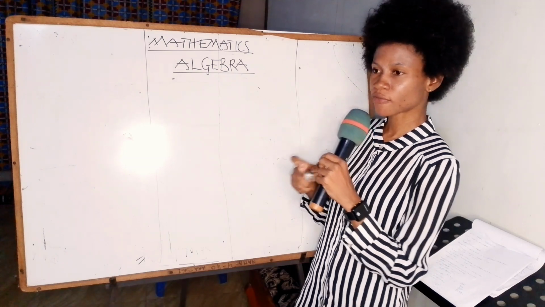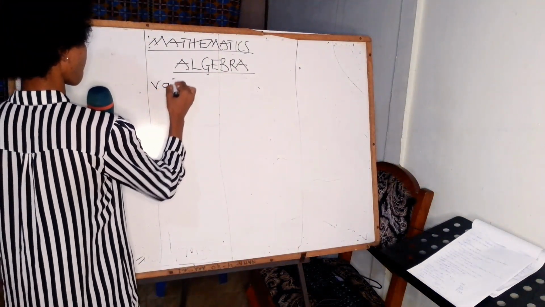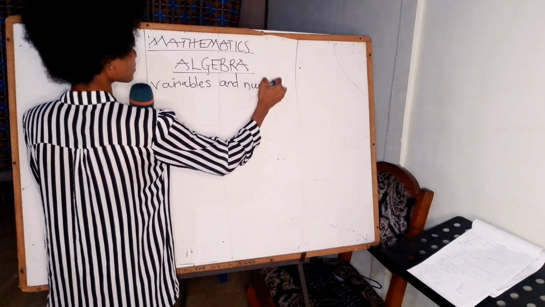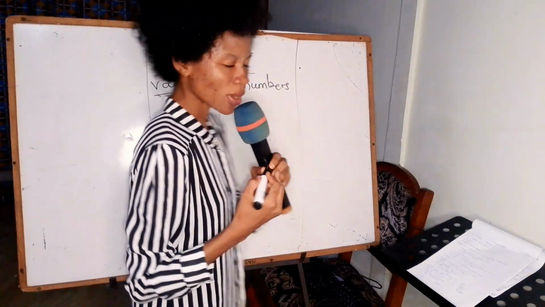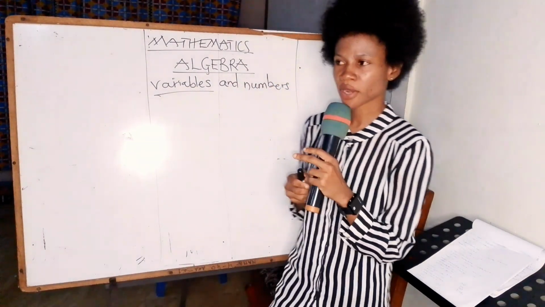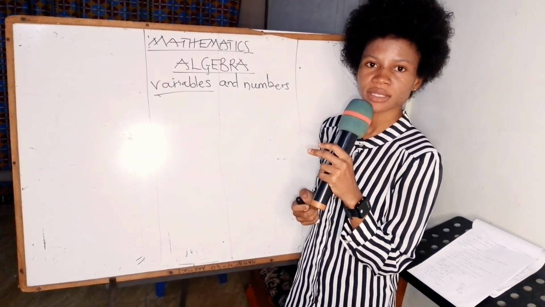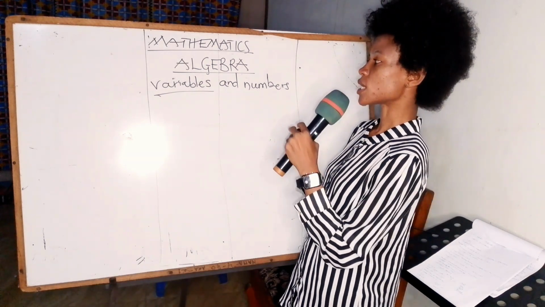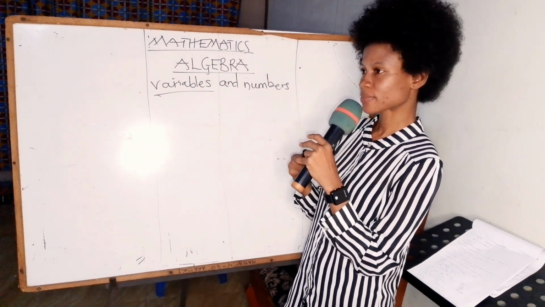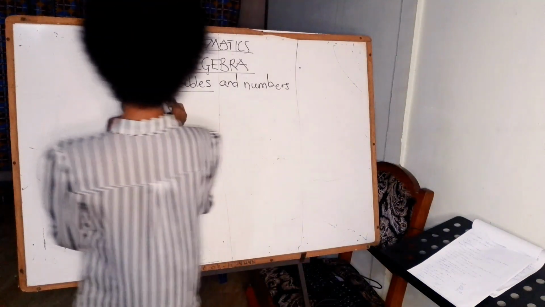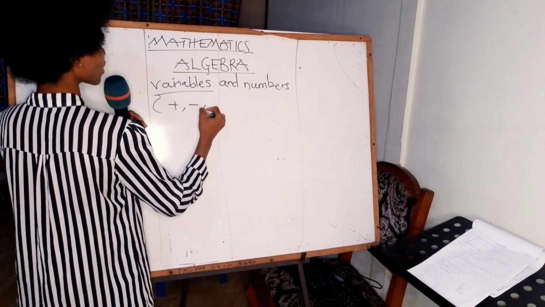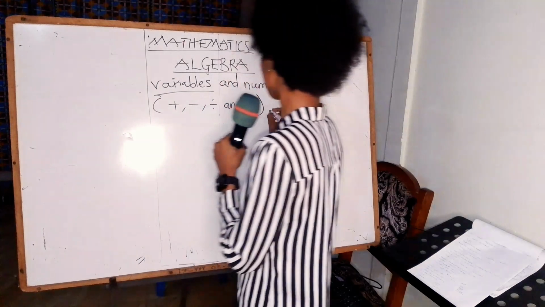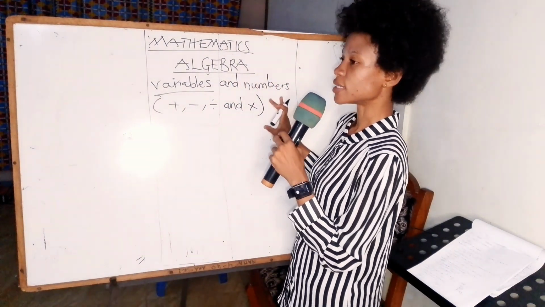take note that algebra involves variables and numbers. Now, what is a variable in mathematics? When we say variable, we are referring to alphabets or letters. In mathematics, when you hear variable, it deals with alphabets or letters. Now, it also deals with operational signs, addition, subtraction, division, and multiplication. These are the operational signs under algebra.